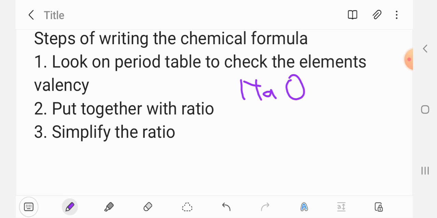So we are going to write the chemical formula of NaO, which is sodium and oxygen. The Na is sodium and O is the oxygen. So we are going to try to write its chemical formula.